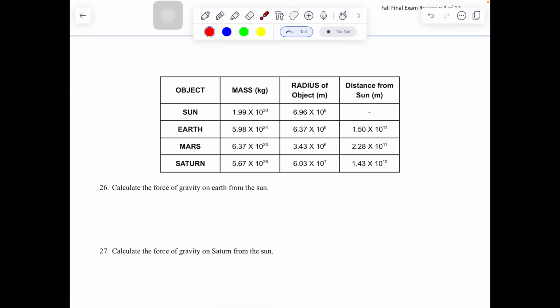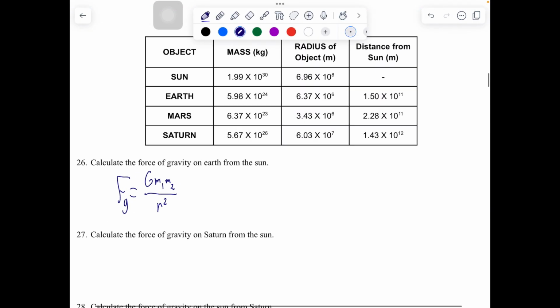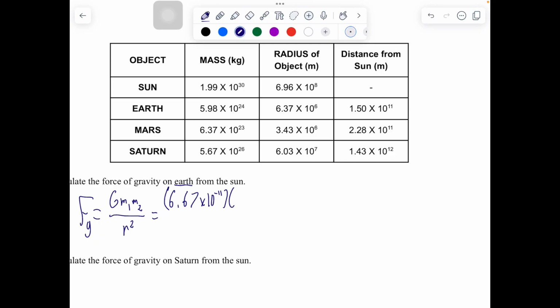Force of gravity on the Earth from the Sun. Alright, so we're going to use our big equation. Fg is G m1 m2 over r squared. Capital G is 6.67 times 10 to the negative 11th. The Earth was listed first, so I'm going to make M1 the mass of the Earth, 5.98 times 10 to the 24th. M2 is the Sun, 1.99 times 10 to the 30th.